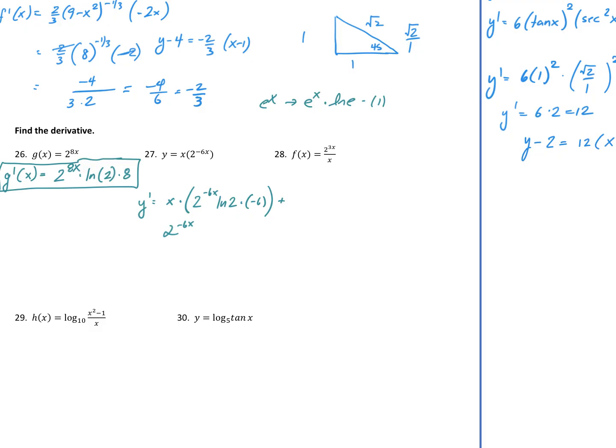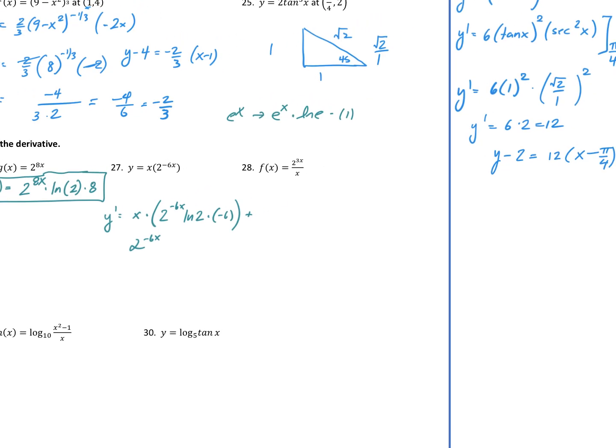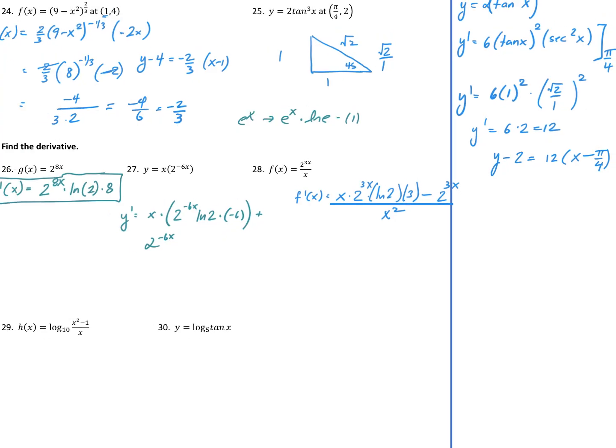And then for this one, we've got quotient rule. So it's low d high. Low d high. You rewrite it. ln of 2 times derivative of the exponent. Low d high minus high d low, which is just 1, over the bottom squared. Like that. And again, I would just leave it.